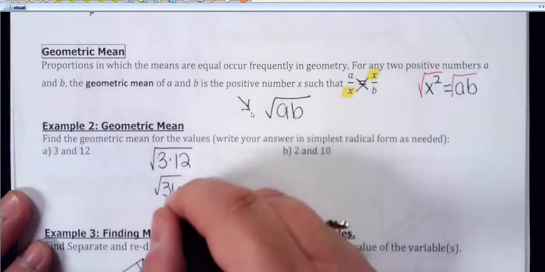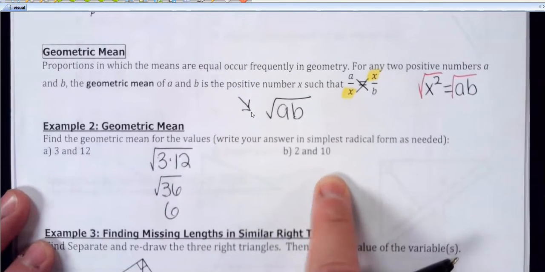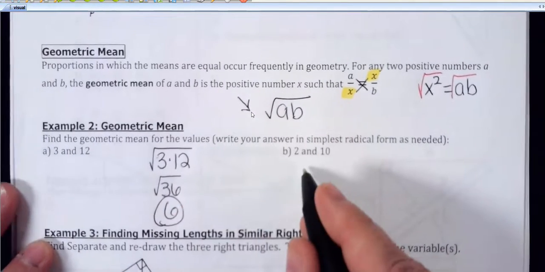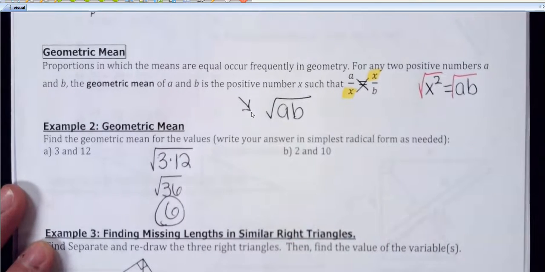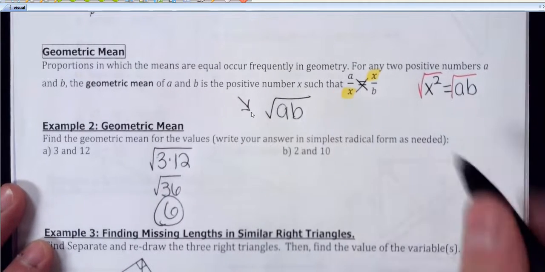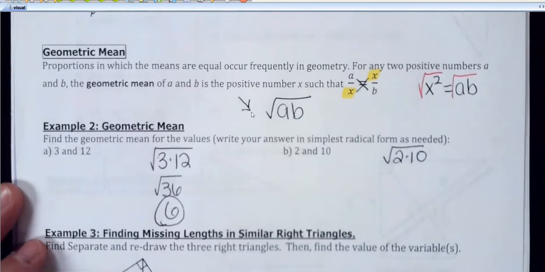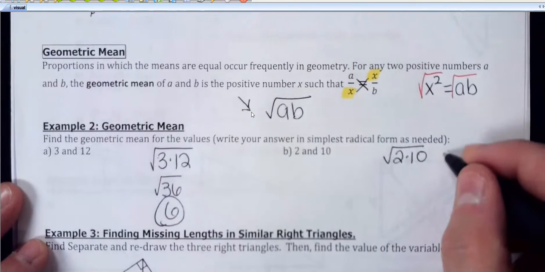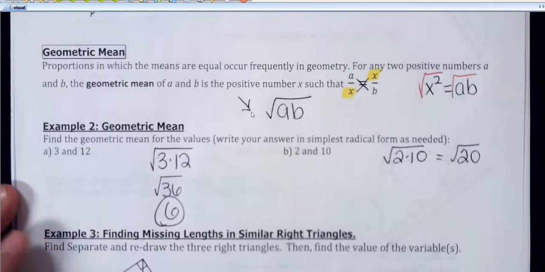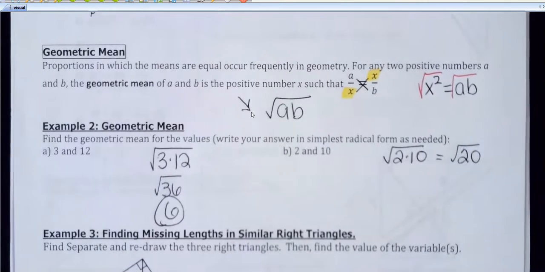Now, you might also run into what we're going to see in this next question, where what's under my square root won't be a perfect square. This is just geometric mean: you multiply the two numbers and take the square root. So 2 times 10 would give me the square root of 20. All I'm going to ask you to do is, if you can, put that in simplest radical form. Since 20 is not a perfect square, how would you break up 20 to simplify that radical?